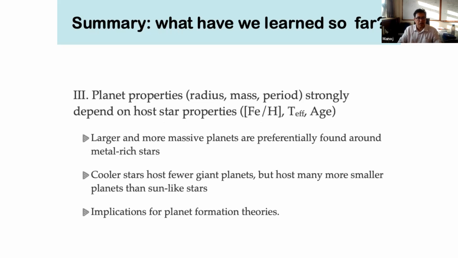And the third thing that we have learned is that planet properties, the observed properties such as radius, mass, and orbital period, are strongly dependent on the host star properties. As we saw, larger and more massive planets, the Jupiter-like planets, are preferentially found around metal-rich stars. Cooler stars have fewer giant planets but host many more smaller planets than Sun-like stars. And this has implications for planet formation theories.